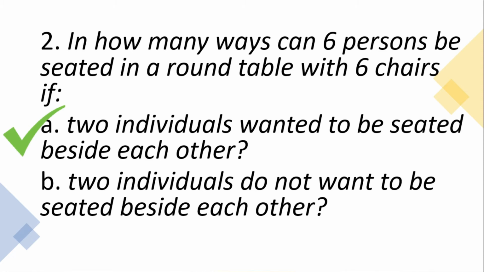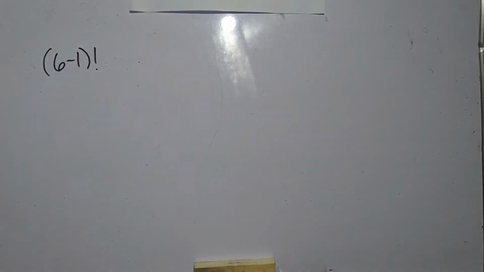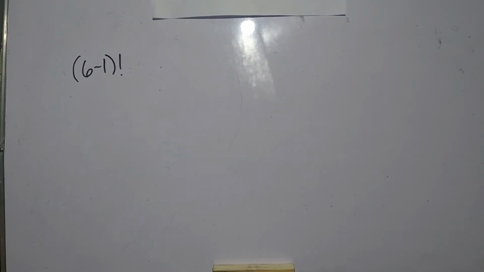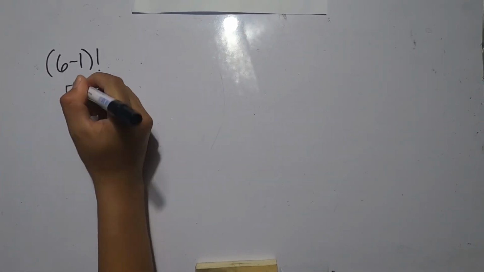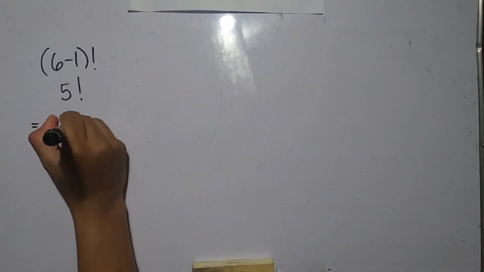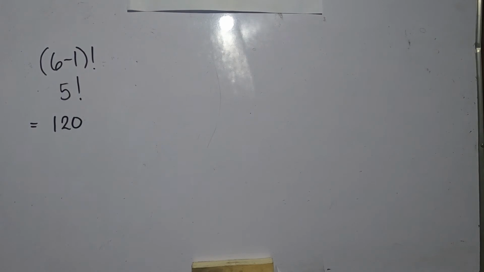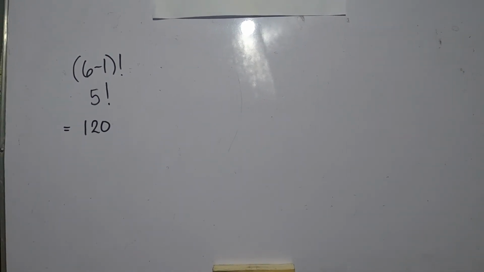Remember, by definition of circular permutation, there are a total of 6 minus 1 factorial ways for 6 persons to be arranged and seated around circular table. This 6 minus 1 factorial is evaluated as 5 factorial, which has the value of 120. This means there are 120 ways for these 6 persons to be seated around circular table.